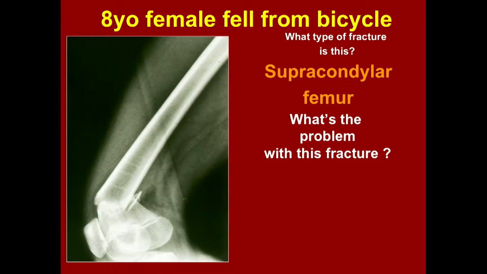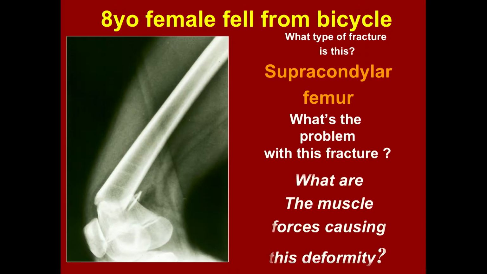So, what's the problem with this fracture? What do you have to worry about? Well, let's look. There are some muscle forces attached here. What are the main muscles that originate on the posterior aspect of the distal femur? Your gastrocsoleus. That's right. And what's their effect? They will flex at the knee.